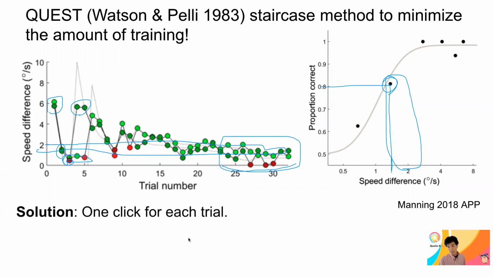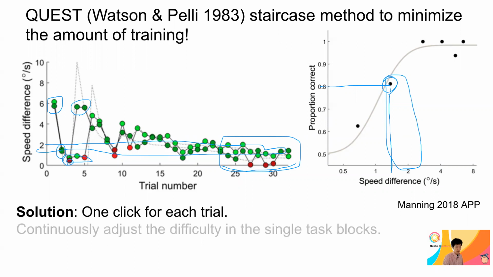And so the solution that Julian came up with was basically one click for each trial instead of two to get the confidence, and then continuously adjust the difficulty in the single task block. So rather than waiting for each of the things to stabilize, do that single task using this staircase, and then another task again for the periphery, and then do the dual task right after that. And then in the next single task block, we again do this dual staircase, and for the peripheral task as well, and then do the dual task.